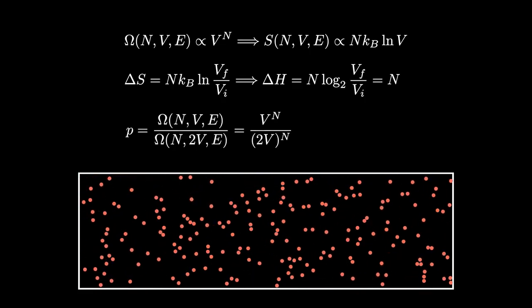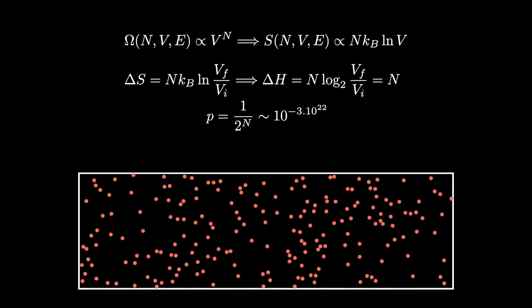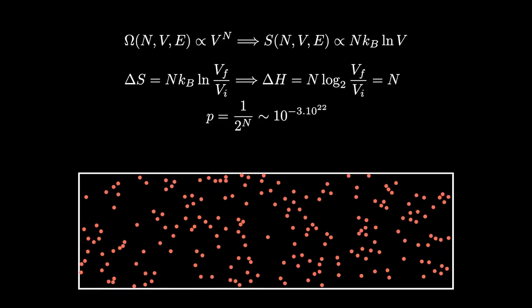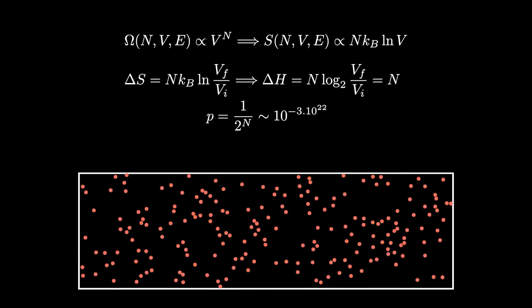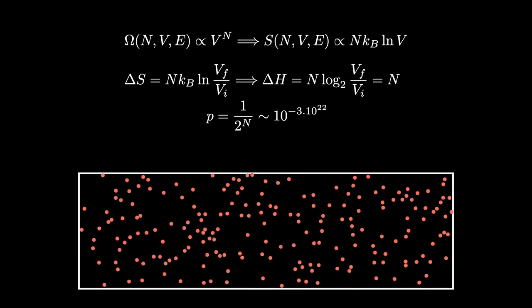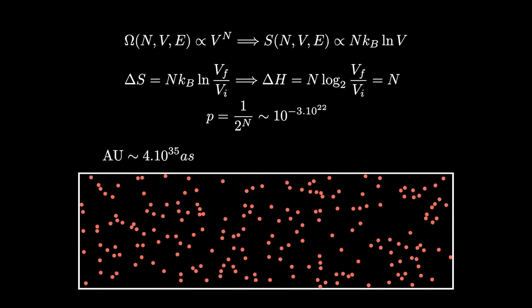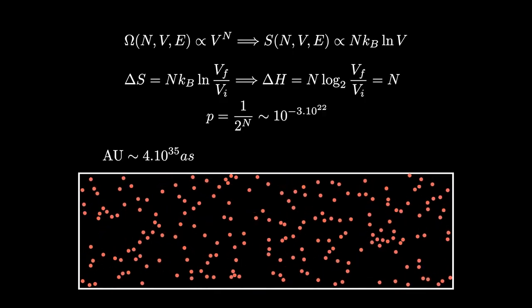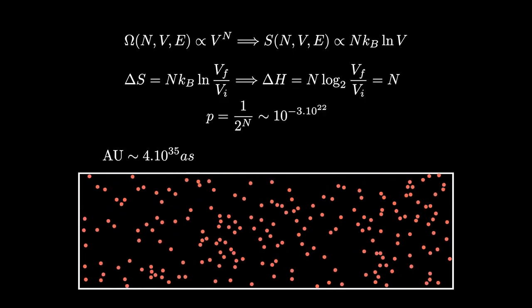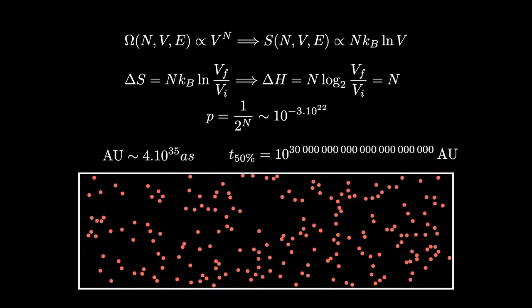We get 1 over 2 power n, which if we replace by 10 to the power 23, gives us an extremely small number. By following the same logic as the previous problem, we can try to compute how long it would take to observe a collapse with 50% chance. The edge of the universe is 4 times 10 to the power 35 attoseconds, and the time we would need to wait to observe a collapse spontaneously with only a 50% probability is approximately 10 to the power 30 sextillion times the edge of the universe.